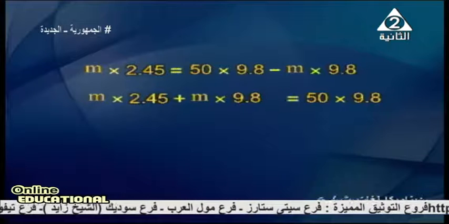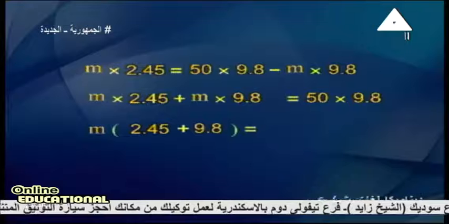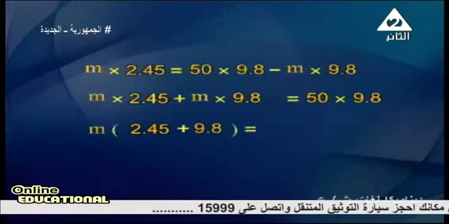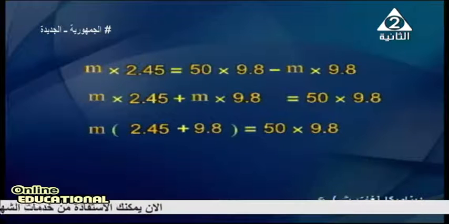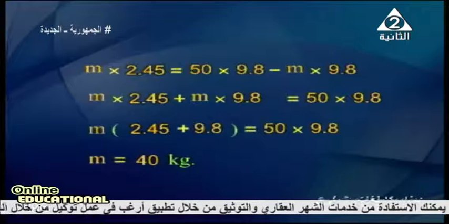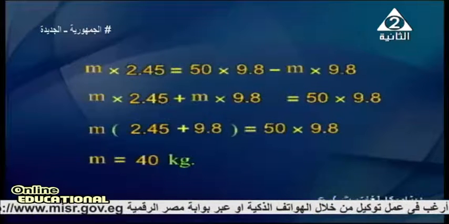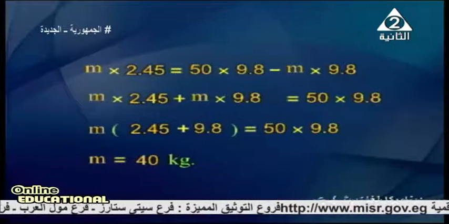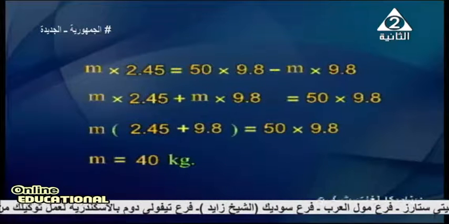Now we can take m as a common factor in the left hand side, then m multiplied by the brackets, 2.45 plus 9.8, equals 50 times 9.8. Then the mass equals 40 kilogram. Then the mass of the body equals 40 kilogram, and the lift is moving upward with an acceleration of magnitude 2.45 meter per second squared.